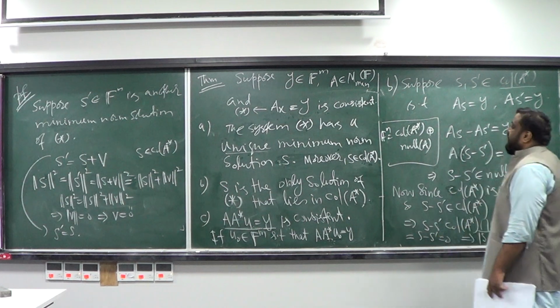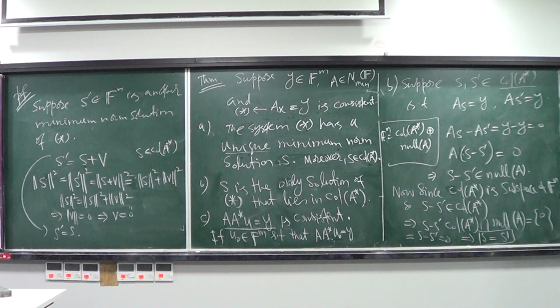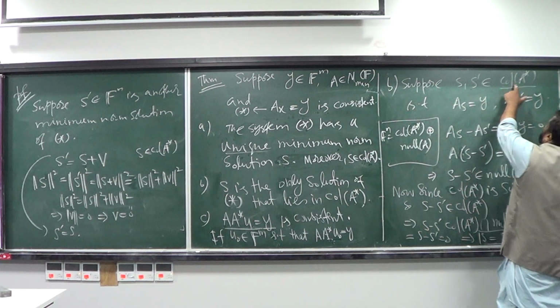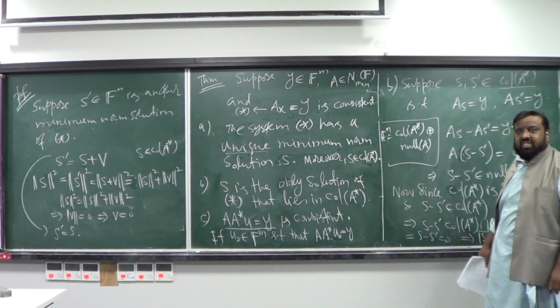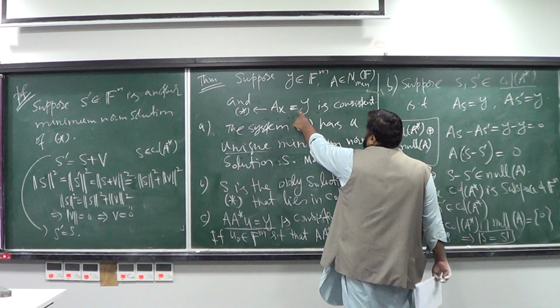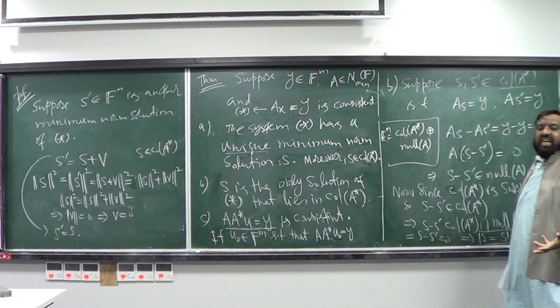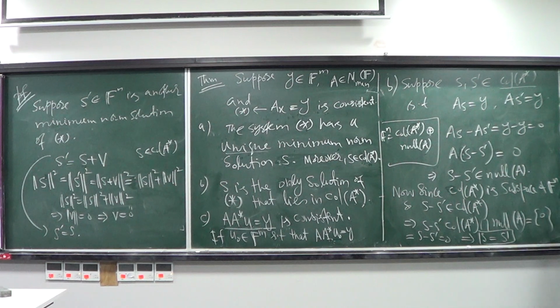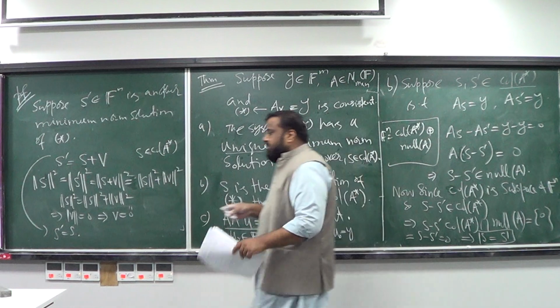And what does this show? What does B add to the information? It shows that there is only one vector in the column space of A star that solves Ax equal to y. You can't have more than one vector in the column space of A star.